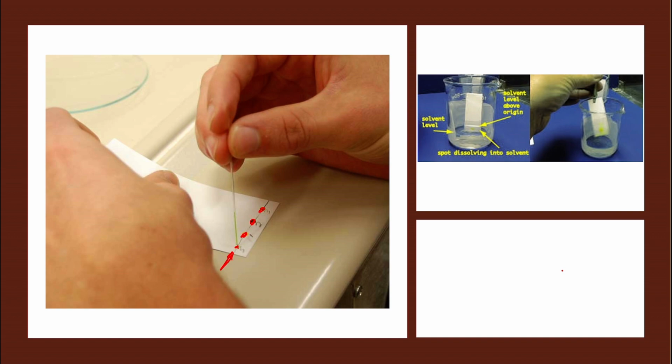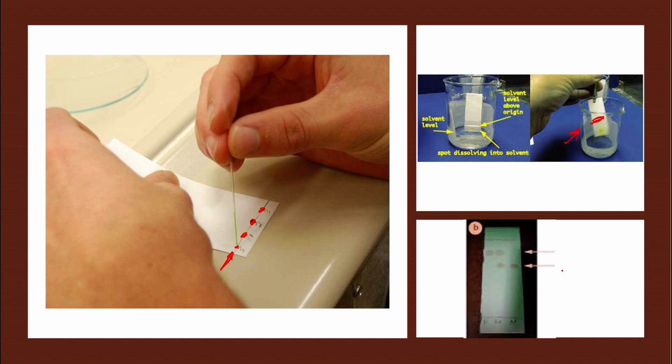Cover the beaker and leave it until the solvent travels up the paper, but make sure it doesn't reach the end of the filter paper. The next step is to take your filter paper out and then mark the level of the solvent, and this is called the solvent front.